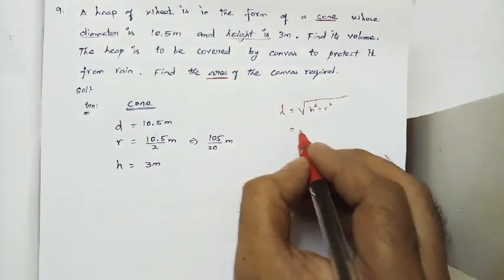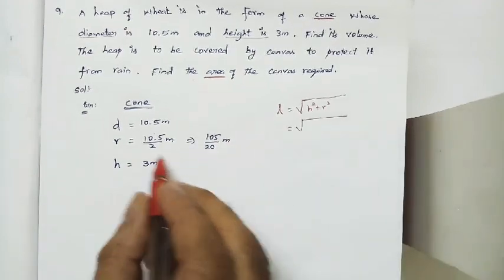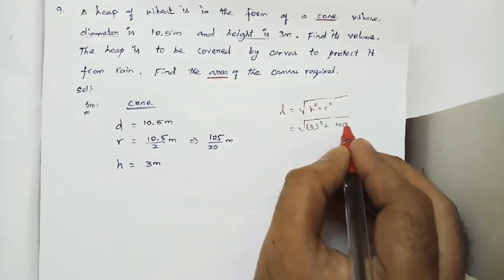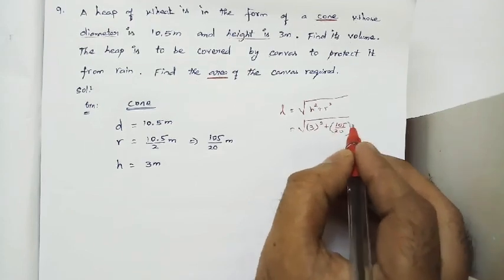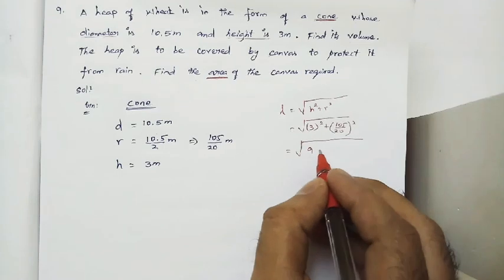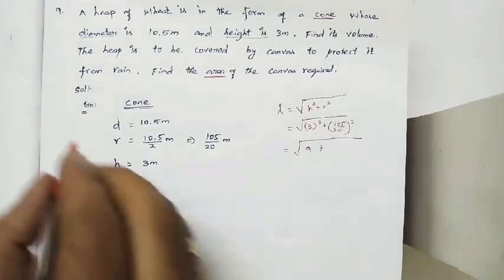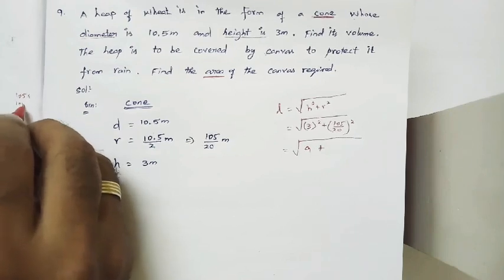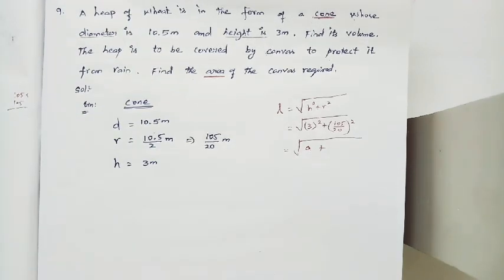So L is equal to the square root of the h value. What is the value of h? 3. So 3 square plus 105 divided by 20, the whole square, right? Simplify. So 3 square is 9, plus 105 the whole square. 105 into 105, just multiply.